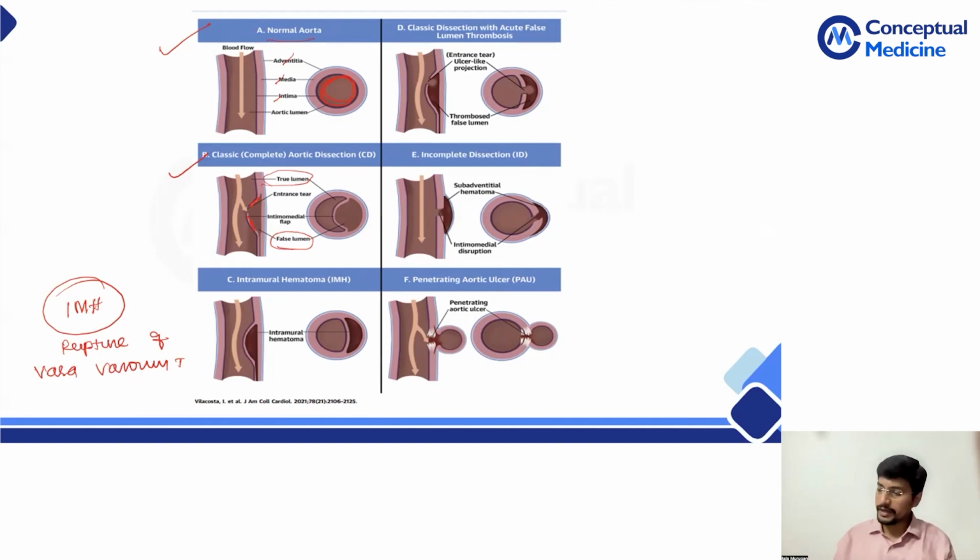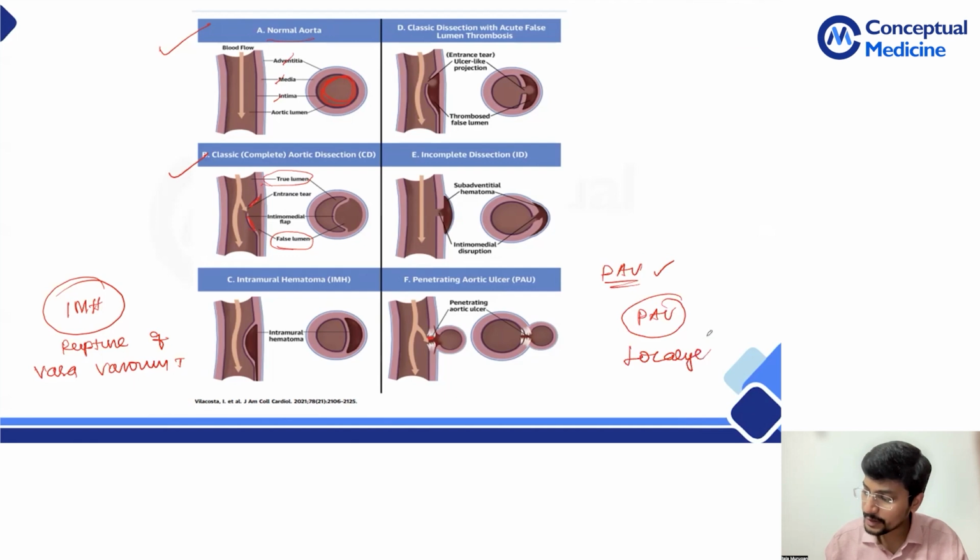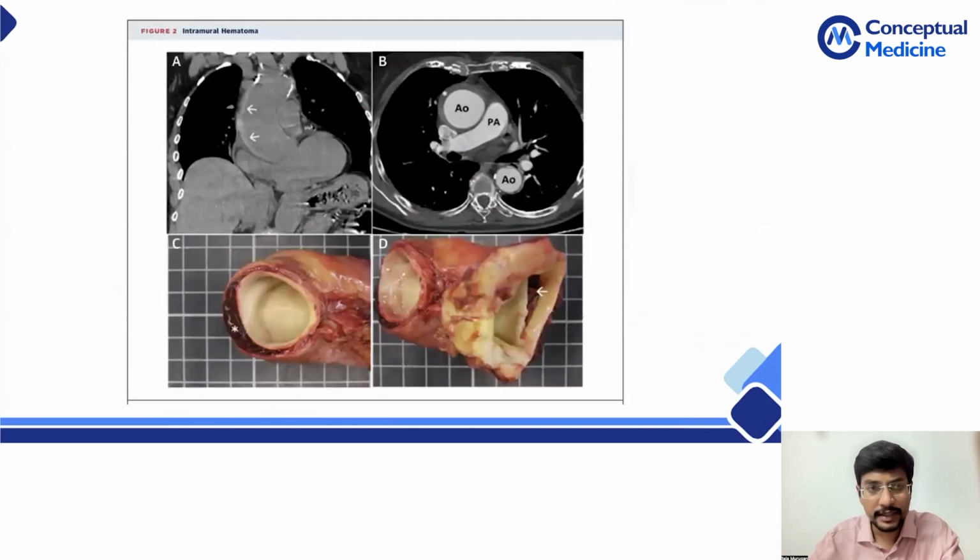The final one is PAU, penetrating aortic ulcer. Here you have an atherosclerotic plaque which ulcerates and penetrates into the media. The internal elastic lamina is broken, and then the ulcer penetrates into the media. So this is called penetrating atherosclerotic ulcer, and it is a localized disease. I'll show you images of IMH and penetrating ulcer just for understanding.